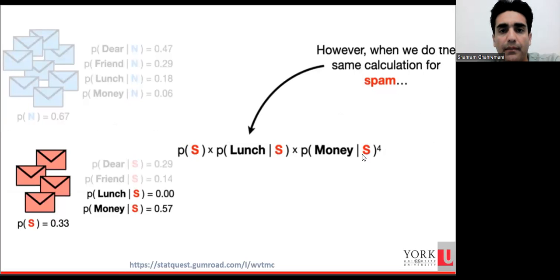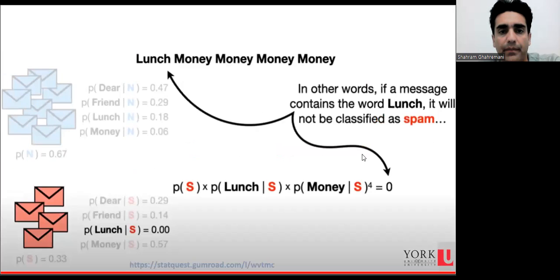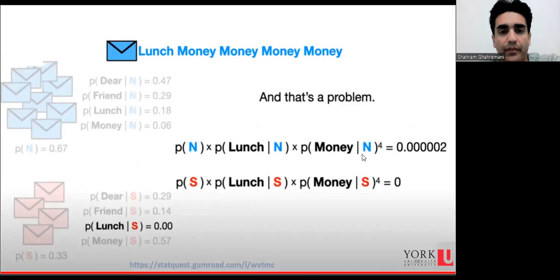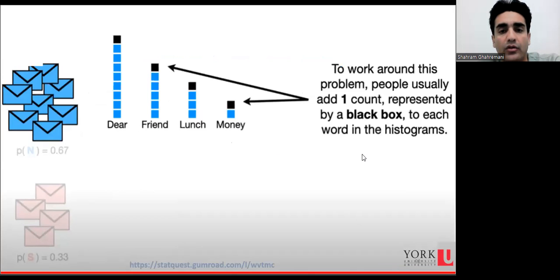However, when we do the same calculation for spam, in other words, if a message contains the word lunch, it will not be classified as spam, as we get 0 for that calculation. And that means we will always classify a message with lunch in it as normal, no matter how many times we see the word money. And that's a problem. To work around this problem, people usually add one count, represented by a black box, to each word in the histogram.